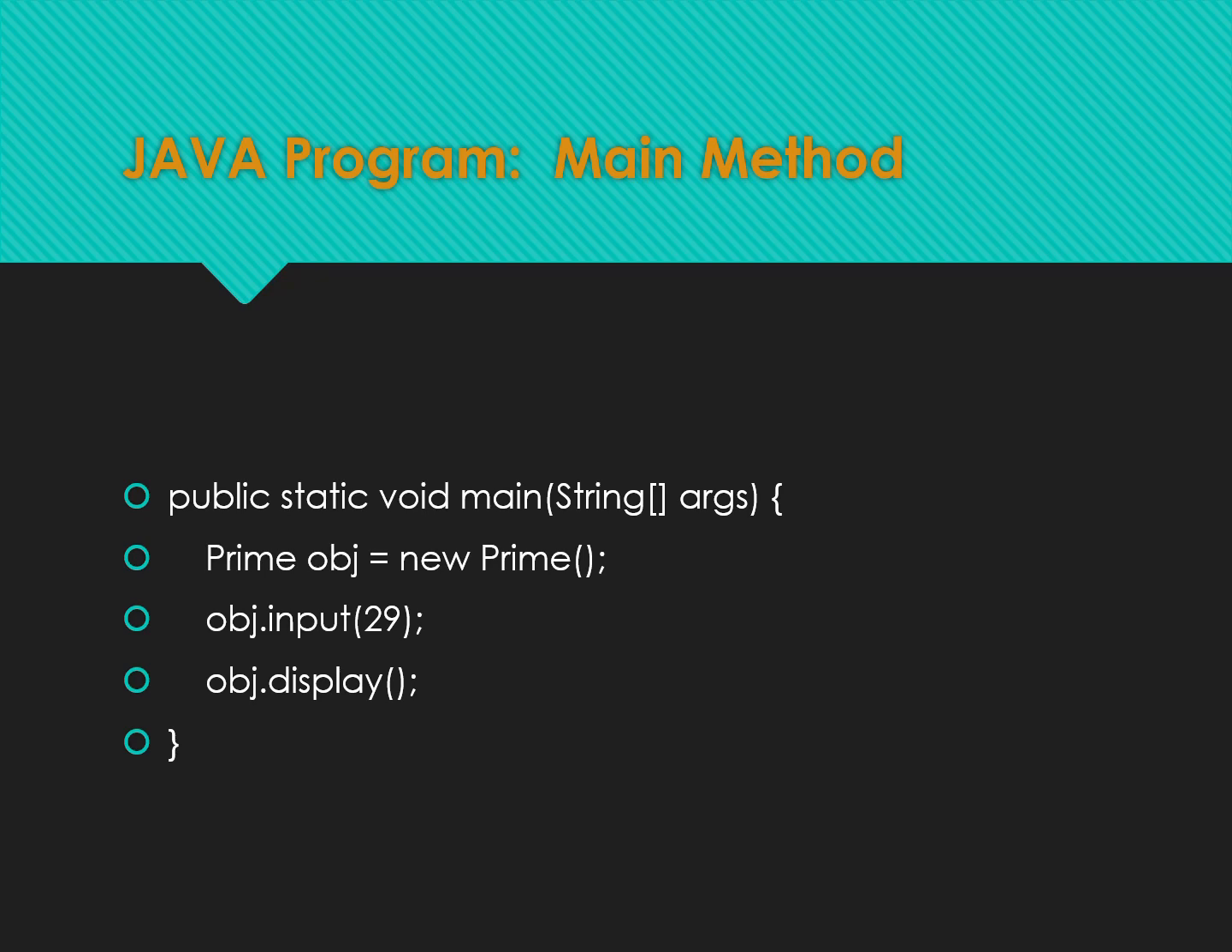The main method is used to test our class. We create an object of the prime class, call the input method with a sample value like 29, and then invoke the display method. This structure separates data handling and logic execution for better clarity and maintainability.